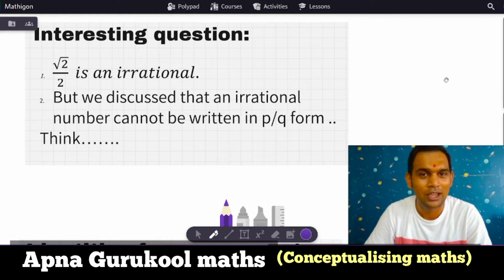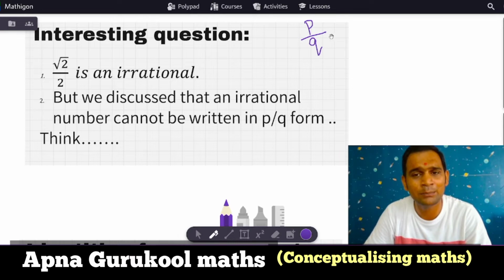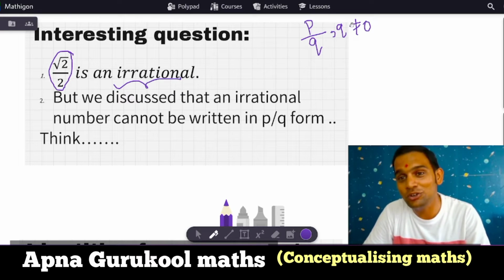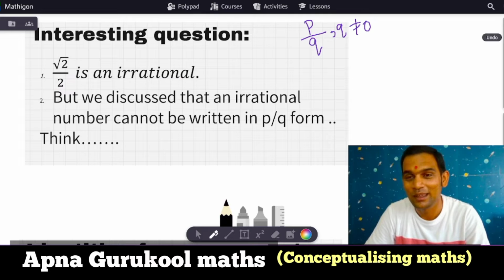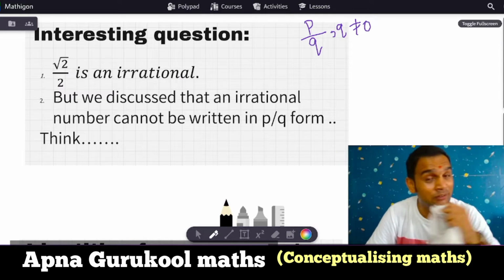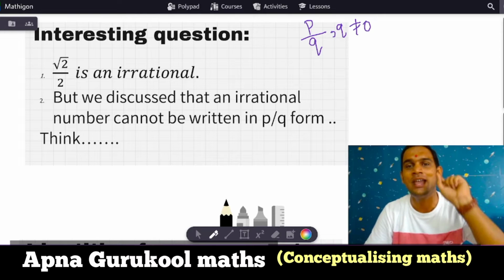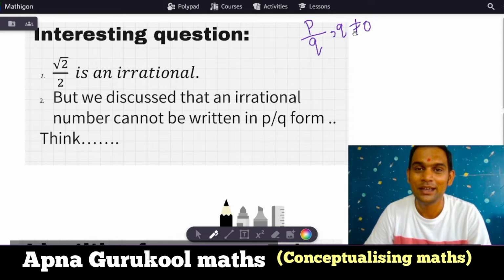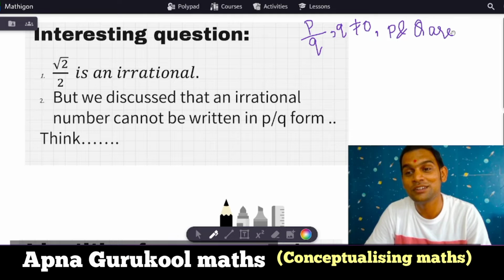Now, you might be surprised: we have learned that any irrational number cannot be represented in p by q form where q is not equal to 0. But over here, as you can see, root 2 by 2 is an irrational number and it is also in p by q form, and q is also not equal to 0. Yes or no? But my dear friends, whenever it's a definition, each and every word in the definition is very important. Now the definition says p by q, where q is not equal to 0, and p and q are integers.